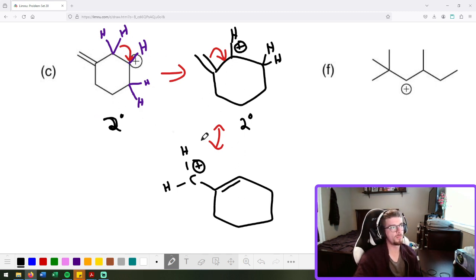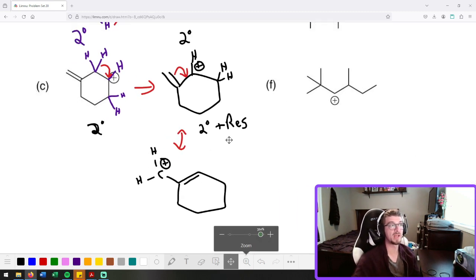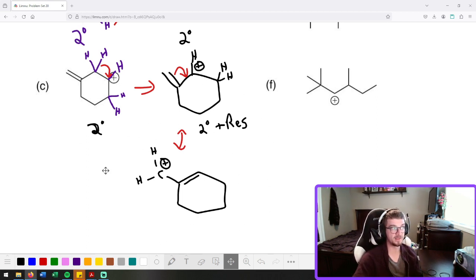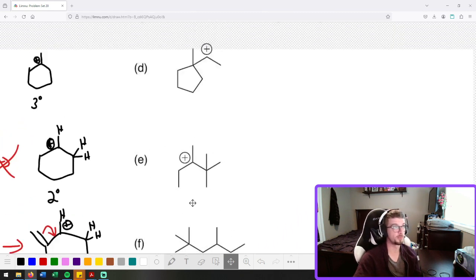And so when we do this carbocation rearrangement, we do this hydride shift, we transform it from a secondary carbocation to a secondary carbocation with resonance, and that again is hugely stabilizing and very powerful. So this is absolutely a carbocation rearrangement that would happen, and you would expect this would be a very favorable substrate.